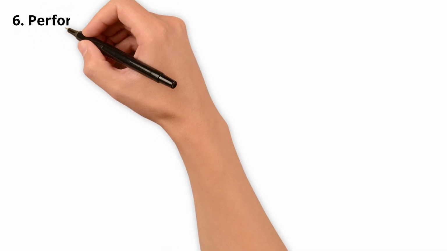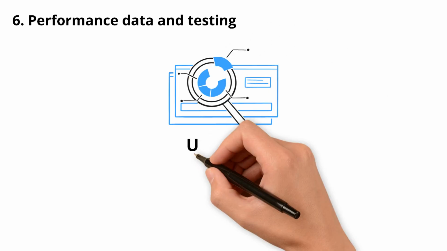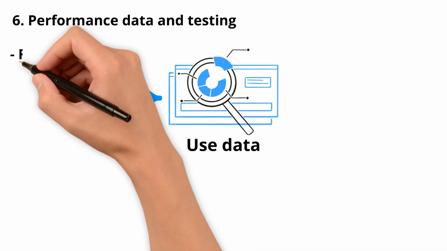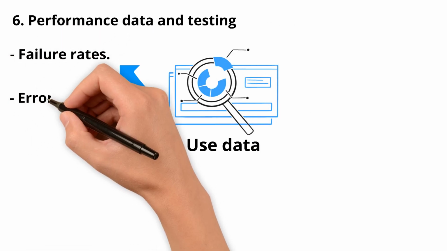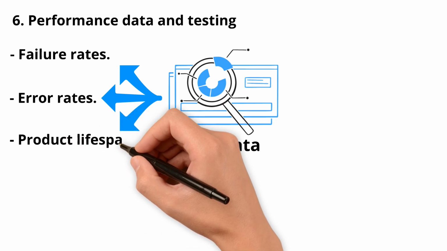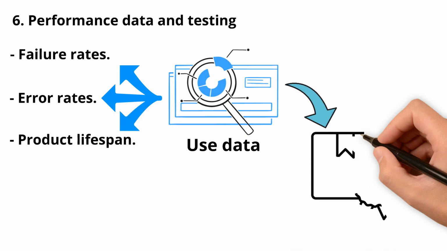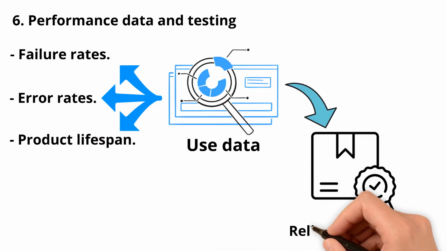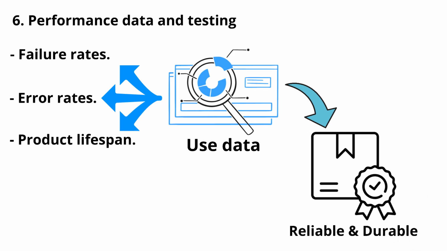Number 6. Performance data and testing. Businesses can use data such as failure rates, error rates, product lifespan. Regular testing helps identify whether products are reliable and durable.